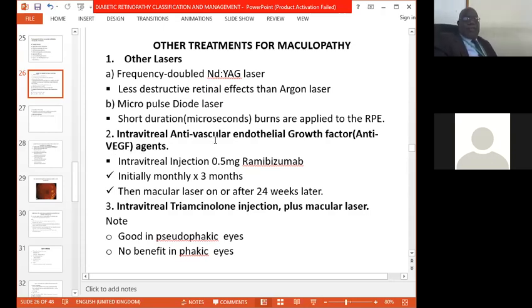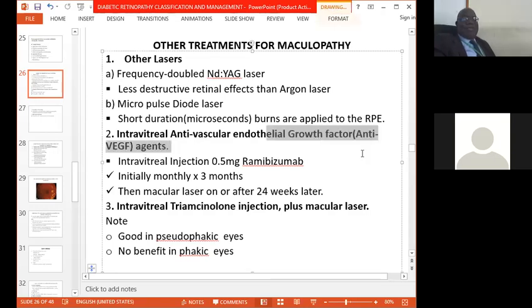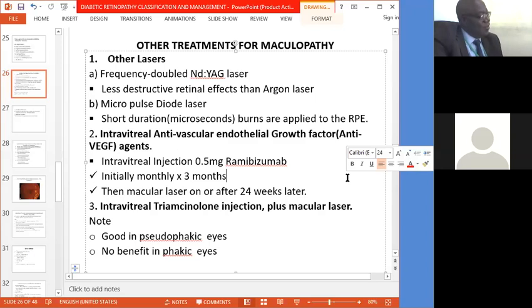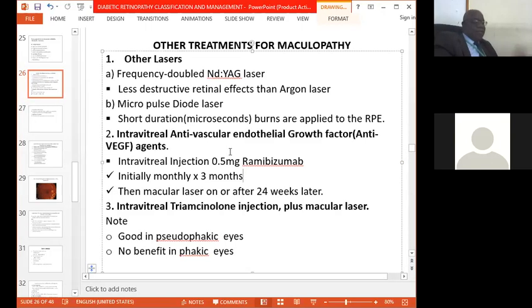Intravitreal anti-vascular endothelial growth factors. In other words, you inject into the vitreous to stop the new blood vessels from growing. You put in the anti-vascular, anti-blood vessel agent. You inject there. And this is how it is done, intravitreal, straight into the vitreous.